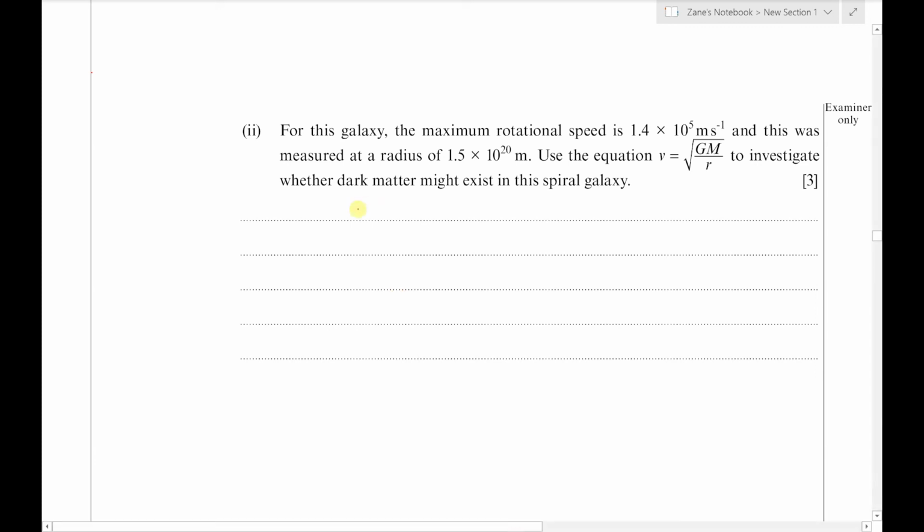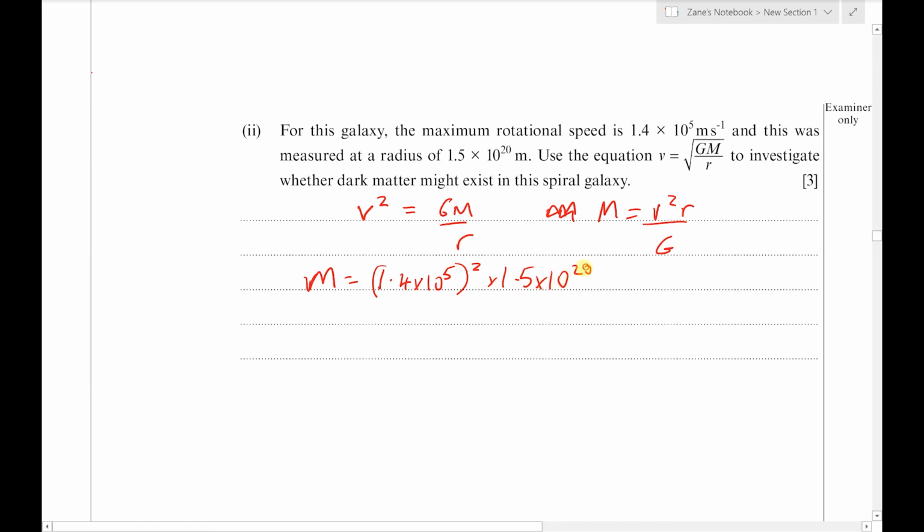So let's start by squaring the equation. So we'd have v squared is GM over r, and hence M is v squared r over G. So let's put in the figures. Mass will be 1.4 times 10 to the 5 squared times 1.5 times 10 to the 20 over 6.67 times 10 to the minus 11. And if we put those figures into the calculator, we end up with a mass of 4.41 times 10 to the 40 kilograms.